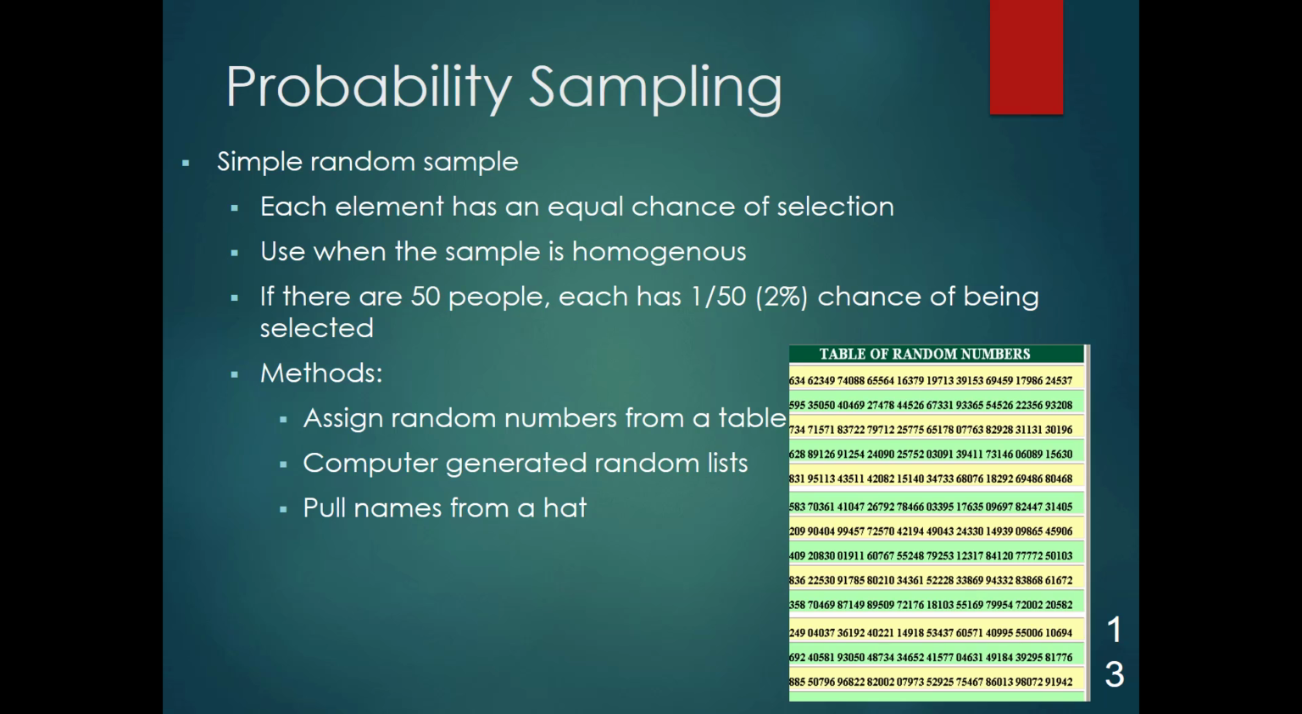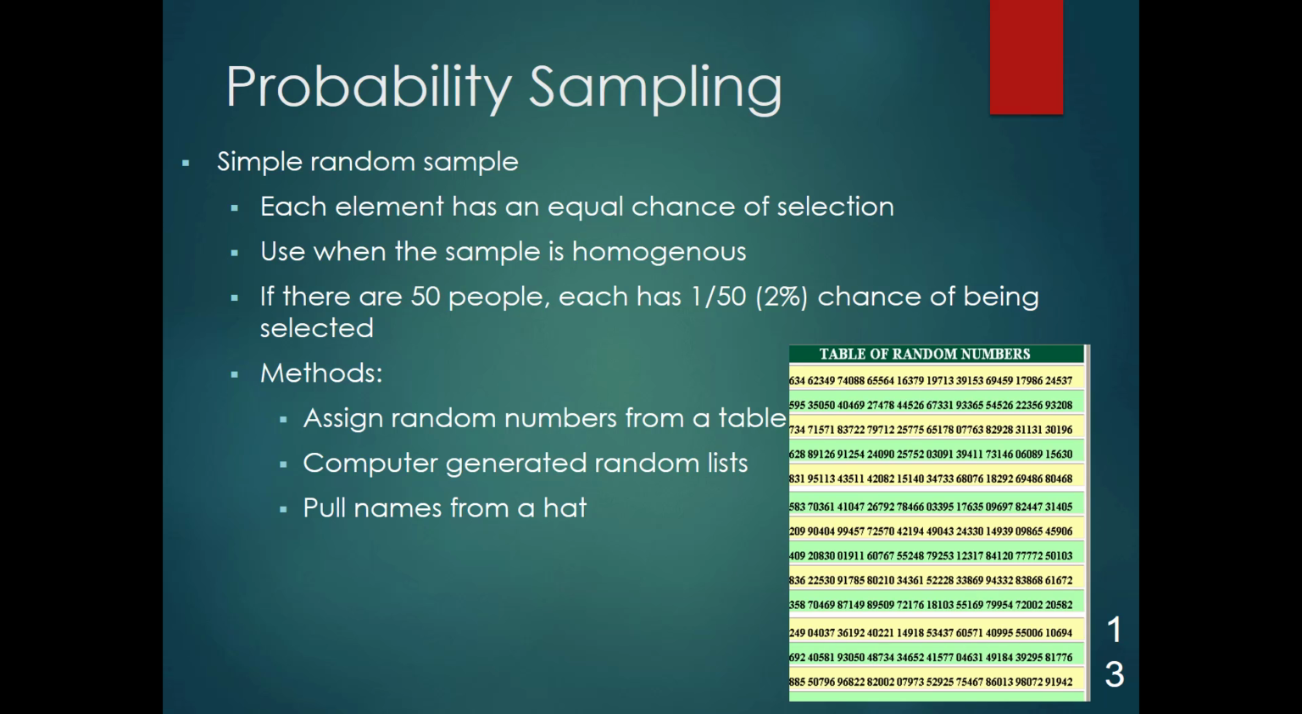So for example, if the sampling frame contains 50 elements, each element has a 1/50 or a 2% chance of being selected. So to do simple random sampling, the researcher can write the sampling units on a piece of paper and then put them in a container or a hat, shake them up, and then pull out at random until they reach the desired sample size. If the sampling frame is large, however, then you may want to use a computer program to generate a list of random numbers until you reach the sample size.